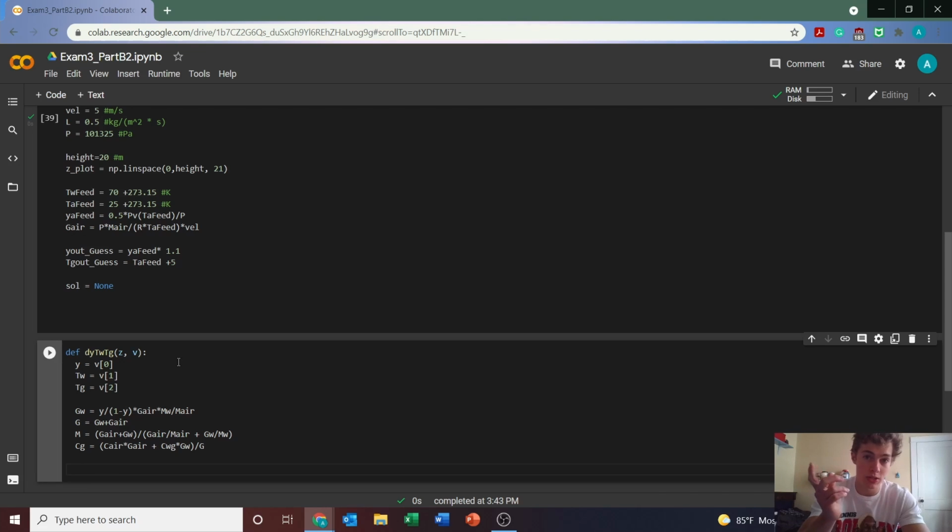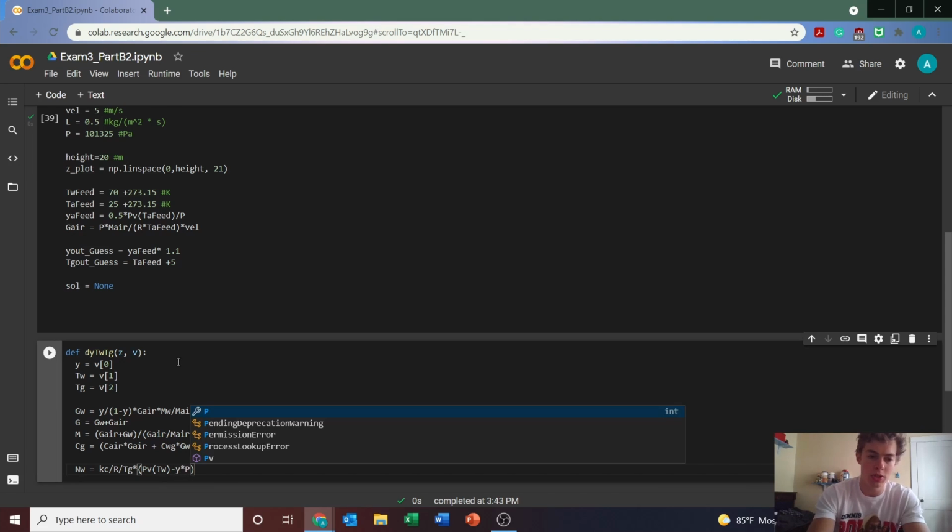Now with those defined, we can start looking at the differential equations we derived in an earlier section, section B1, the part right before this where I drew them all up on the whiteboard. The first thing we need to find is the molar flux of our water, which is equal to our mass transfer coefficient divided by the gas constant divided by the temperature of our gas, multiplied by the saturation pressure of our water at the temperature of our water, minus the mole fraction times our pressure.